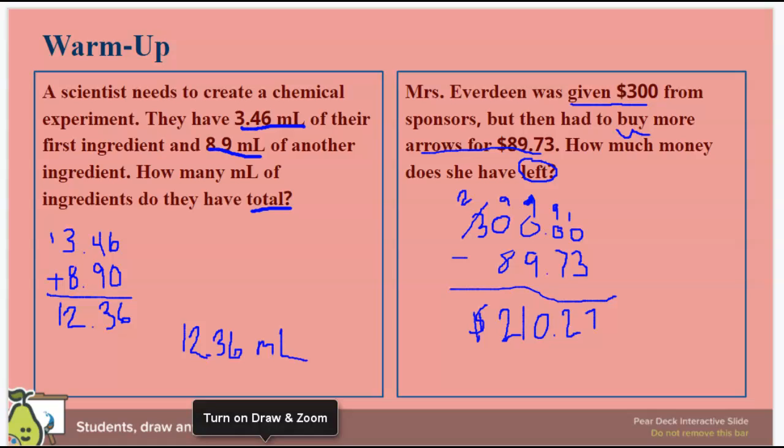Then the second one was subtraction because she had this money, but then she had to buy something. When you have to buy something, that takes it away, or subtraction. Make sure once again you line up your decimals. $300.00. So if you notice, I added a decimal and 2 zeros, and you would end up with $210.27.